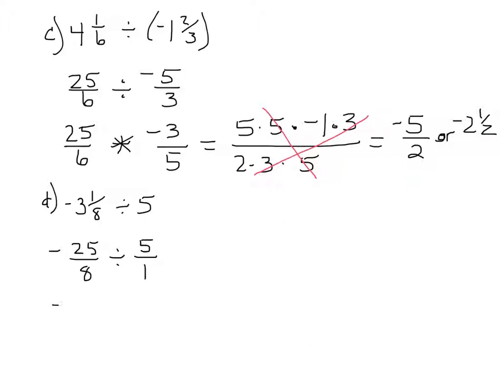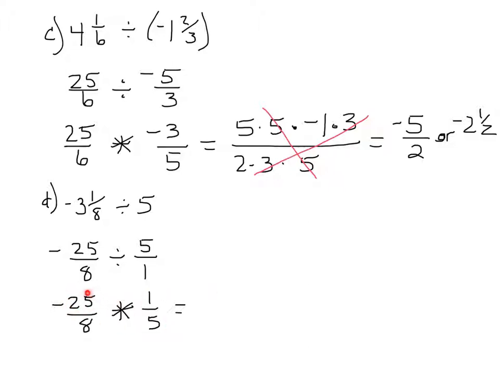Okay, keep the first fraction, 25 eighths. Change the division to multiplication. So right there, division turns into multiplication. And then flip this second fraction. Reciprocal means flip it. So instead of 5 over 1, it turns into 1 over 5. Now you use your multiplication rules. Do not multiply straight across yet.